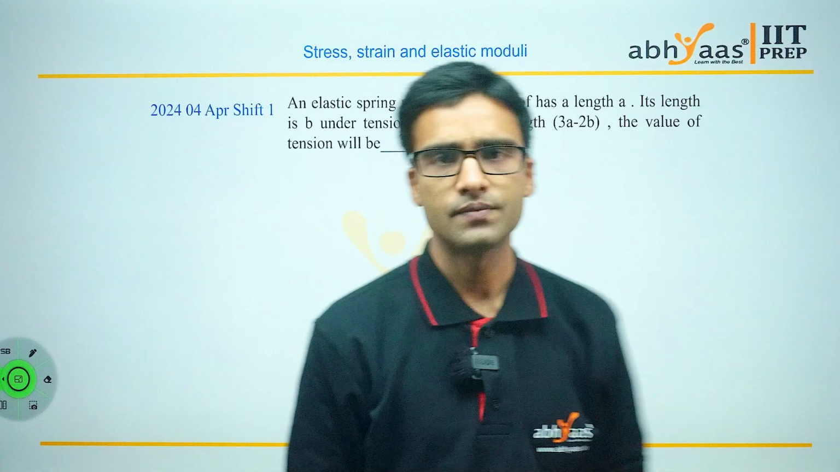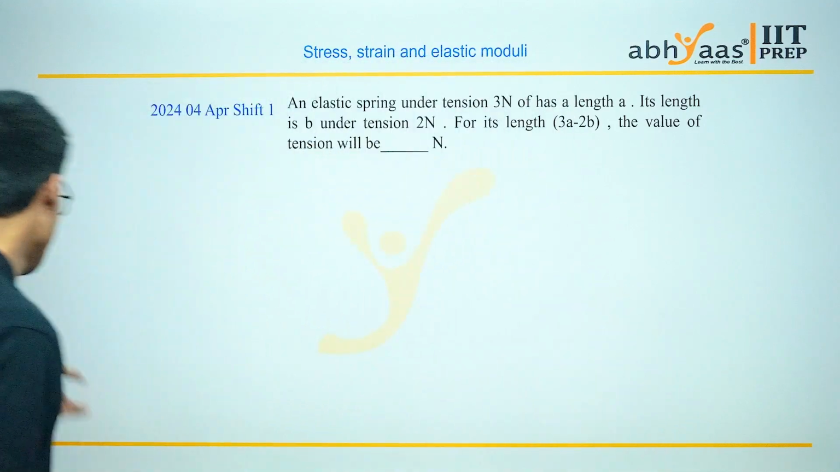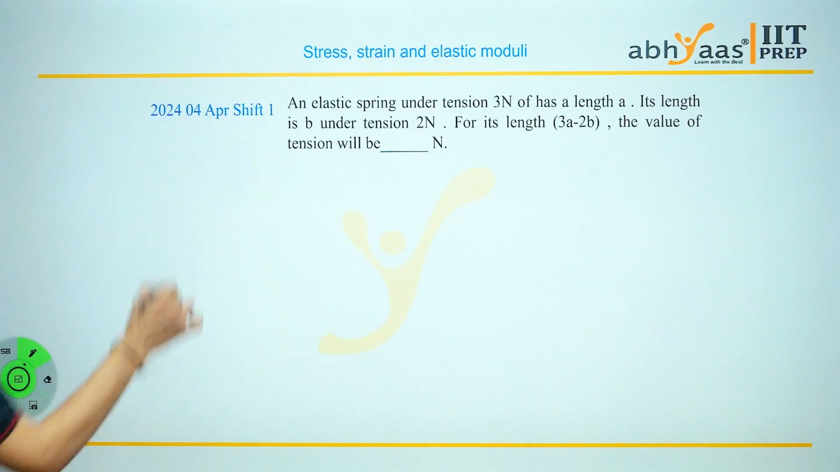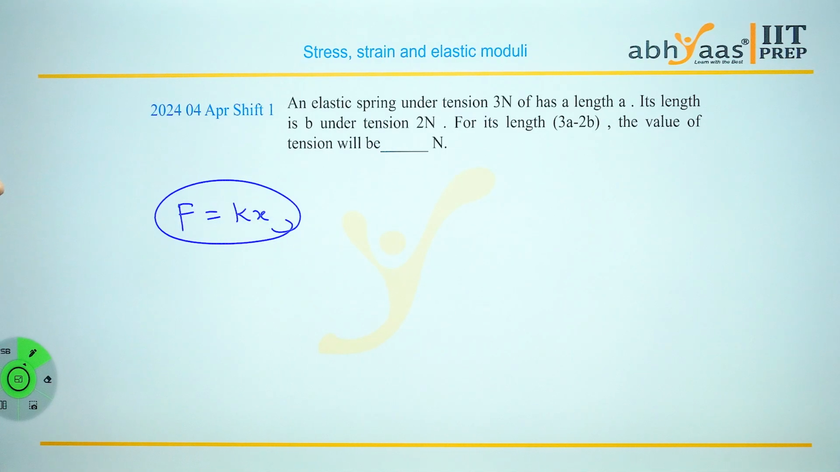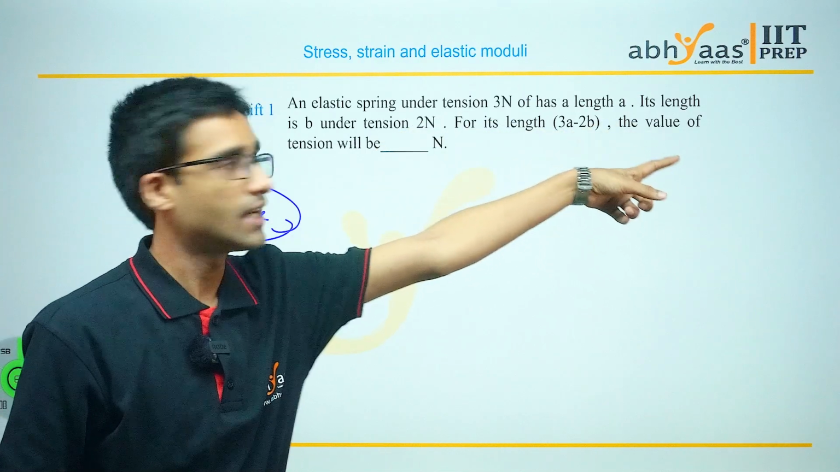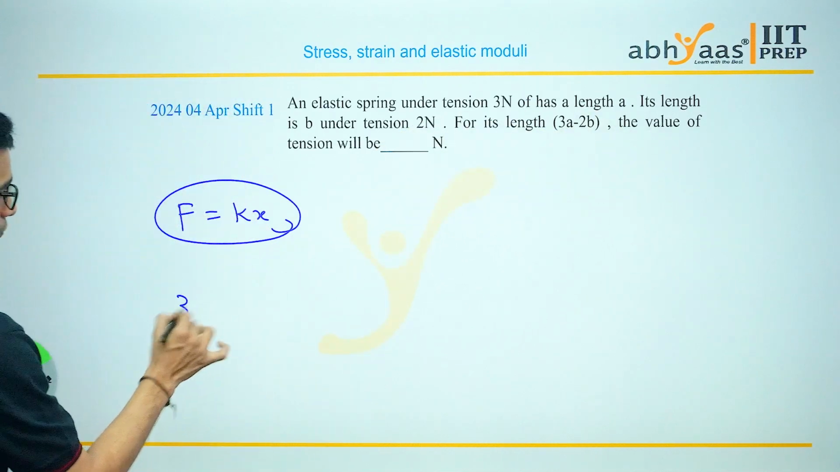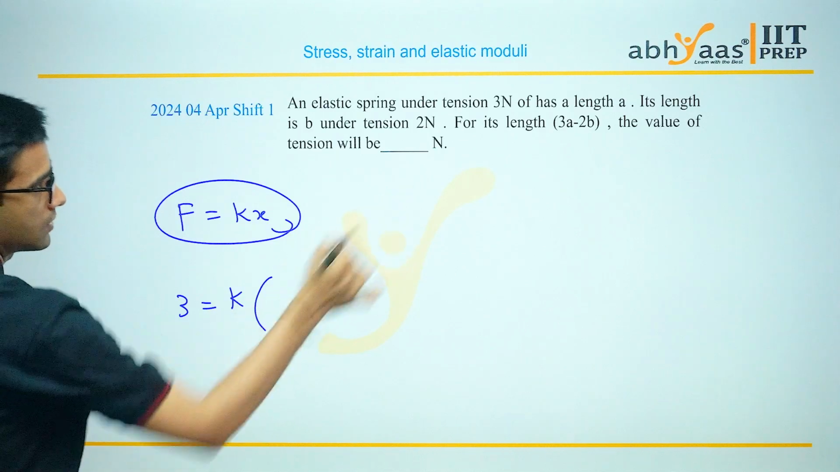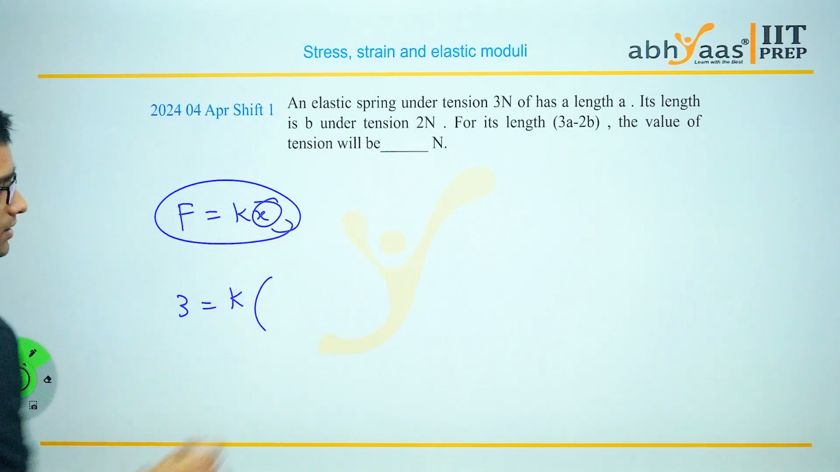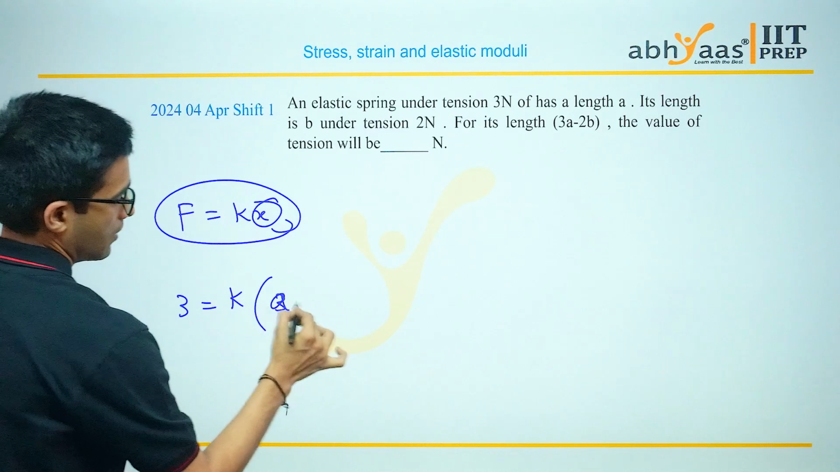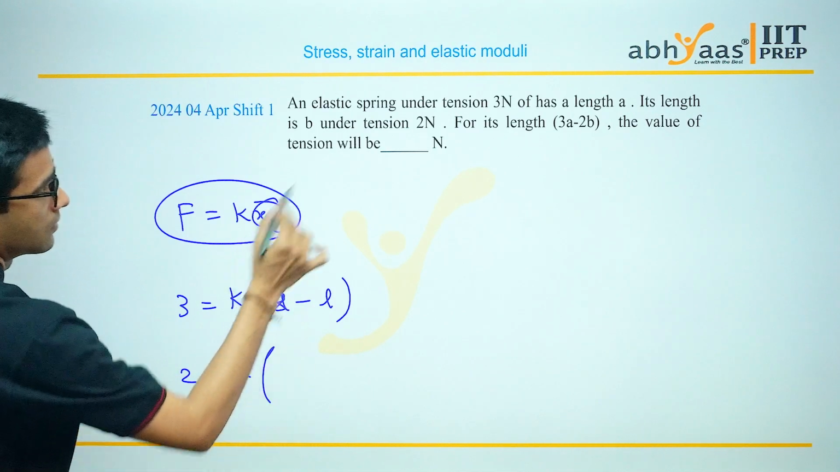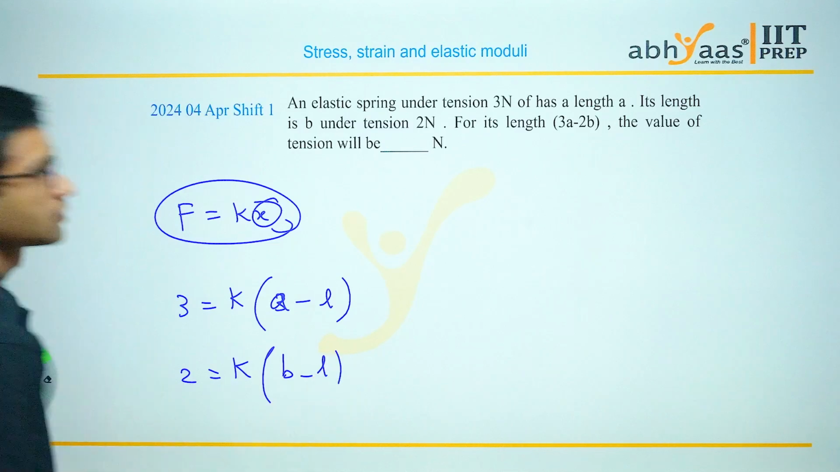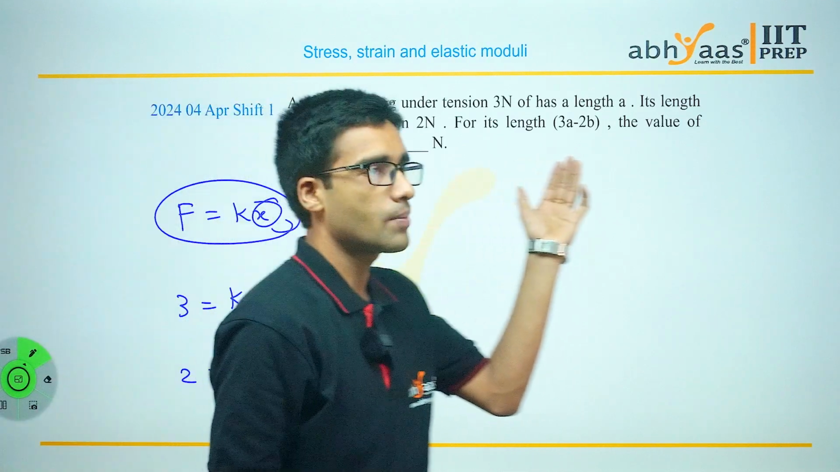Another question here, a spring is there. Whenever you get springs, the standard thing is force equal to K into X. He told tension 3 newtons having a length A. So for 3 newtons, K into X, where X means change in length, that is A minus L. Similarly, its length is B under tension 2 newtons, that is B minus L. So he is asking for its length under tension 3A minus 2B.